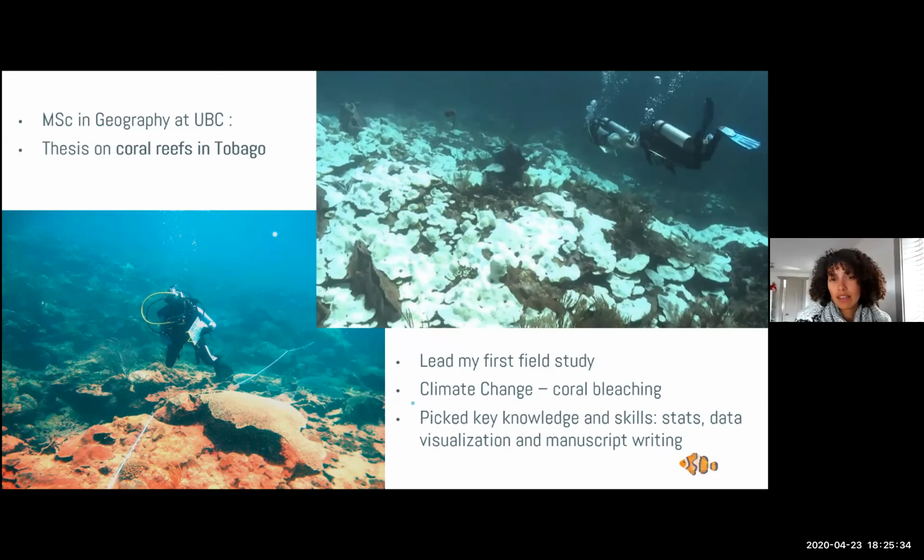And the key skills that I recommend anyone to pick up if you want to do marine science are stats, data visualization, and manuscript writing. And by manuscript writing, I mean the writing of scientific papers to be published in scientific journals.